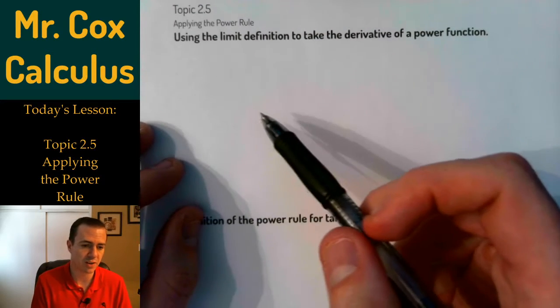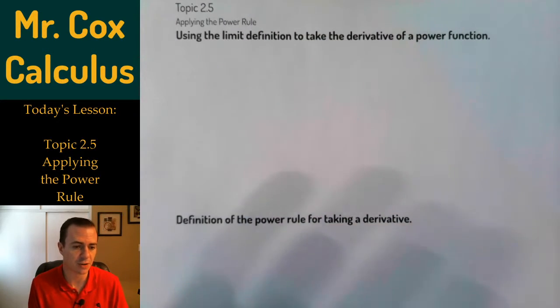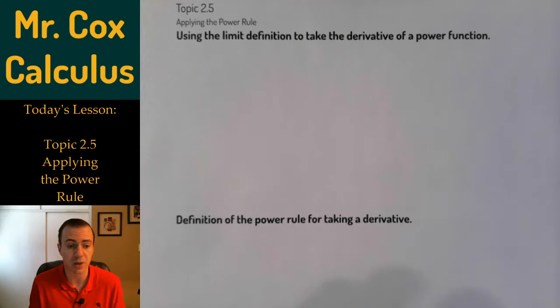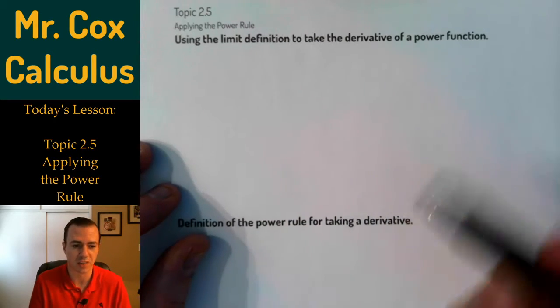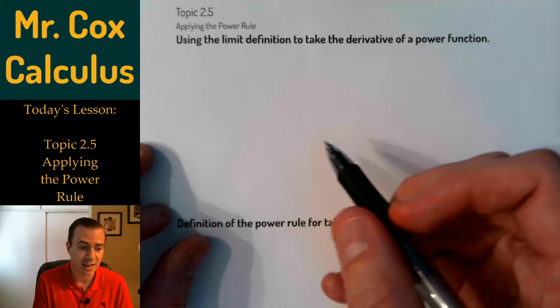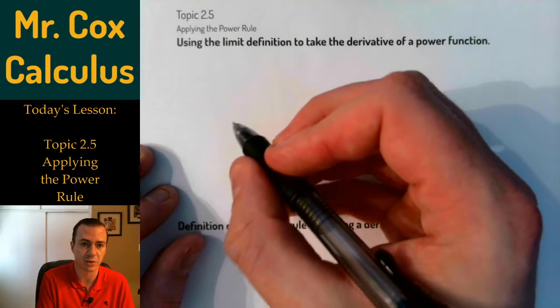In topic 2.5, we want to focus on how to take the derivative of what we call power functions. So let's define what a power function is, and then let's use our limit definition to take a derivative of a power function and see if we can see the pattern that's going to emerge, something that we're going to define in the next video as what we call the power rule for taking derivatives.